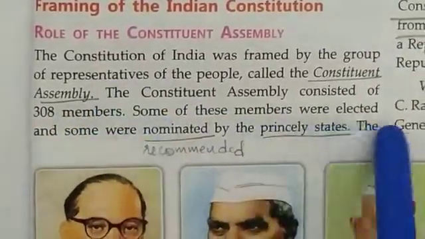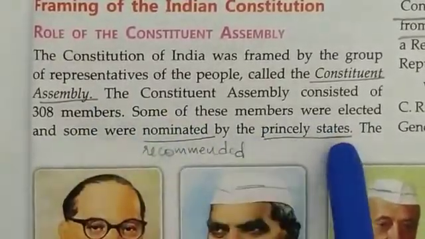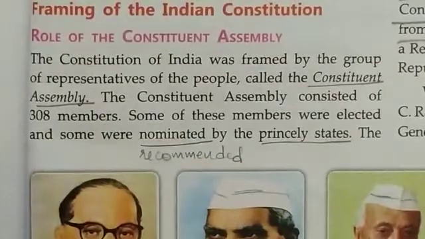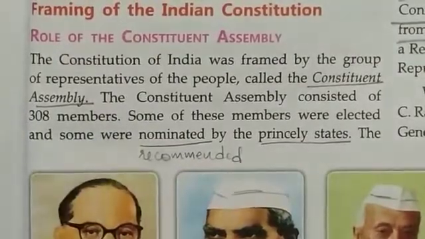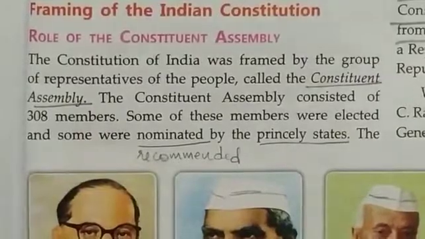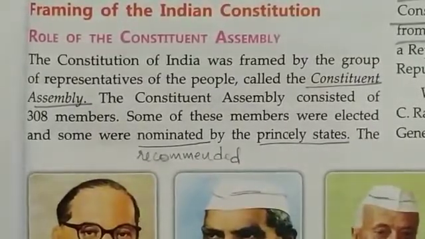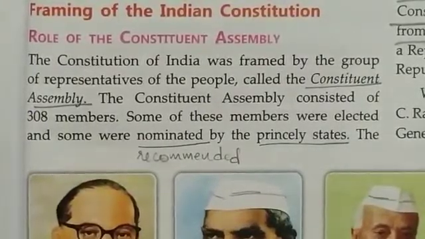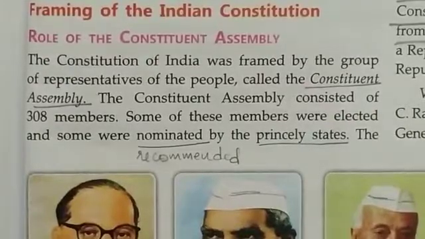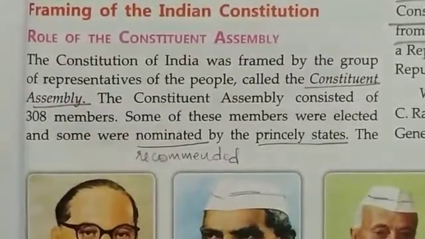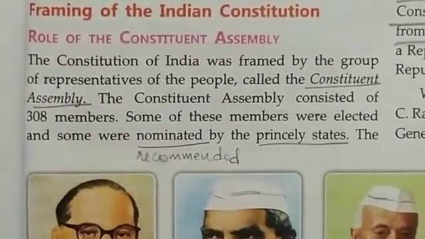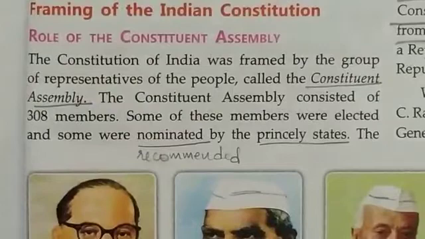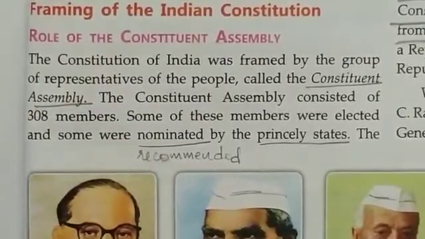Some of these members were elected and some were nominated by the princely states. So out of these 308 members, some were directly elected by the people, and some were nominated or recommended by the princely states. Now princely states are states where the people are ruled by the king, but this king is in alliance with the British. In princely states, the king collects the tax from the people, and this tax is paid to the British. So the kings of such states nominated some of these members.